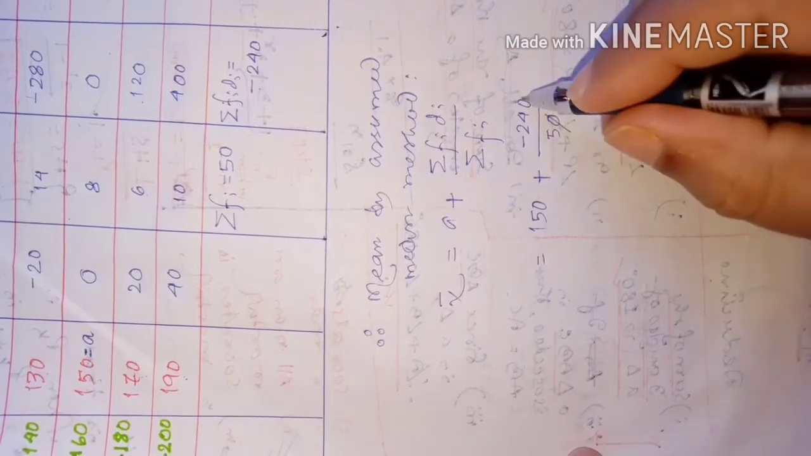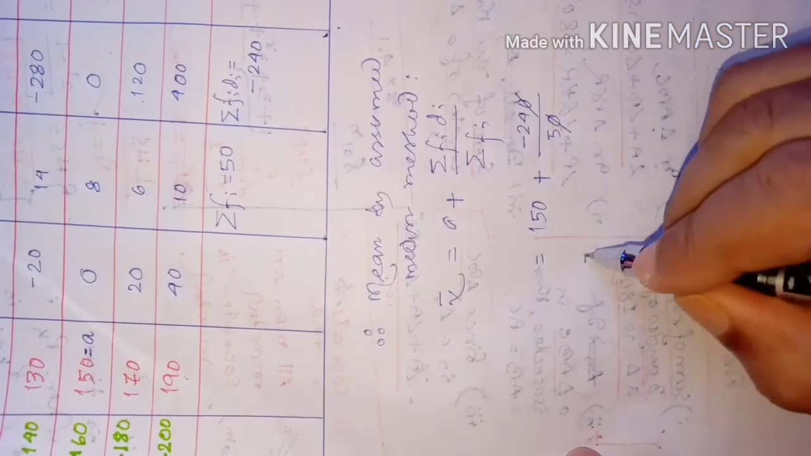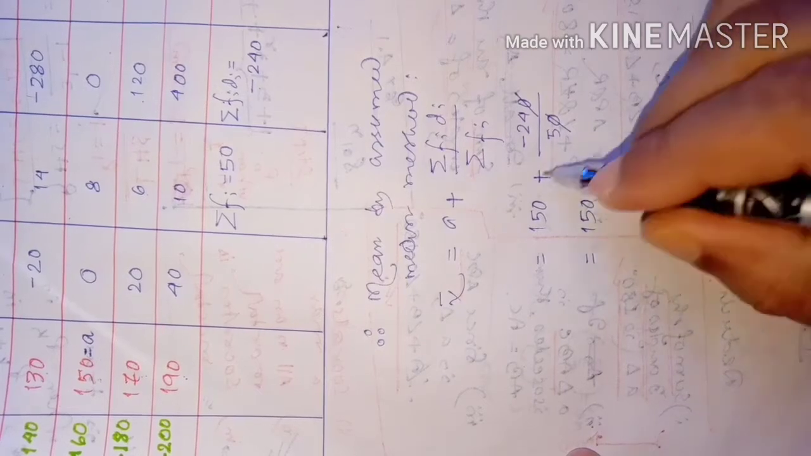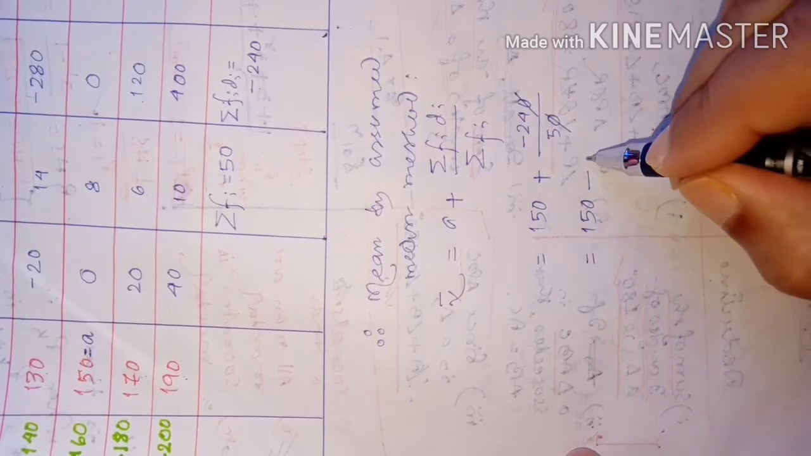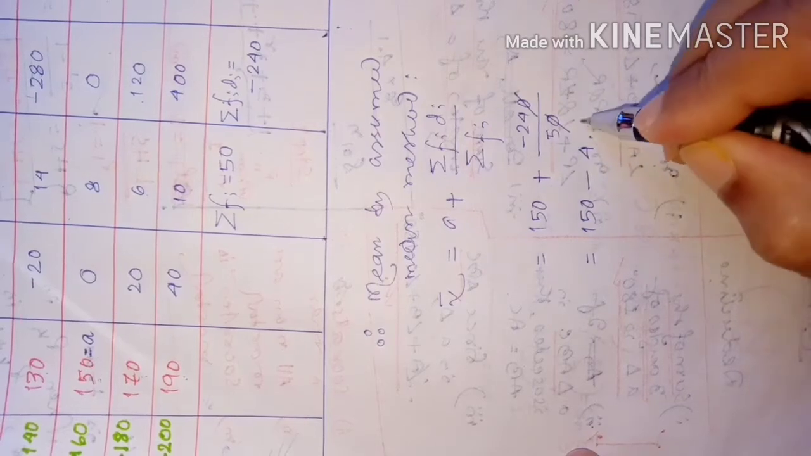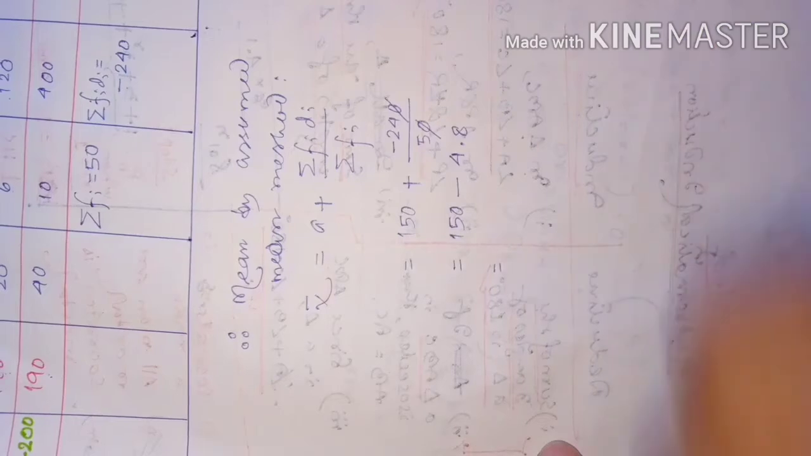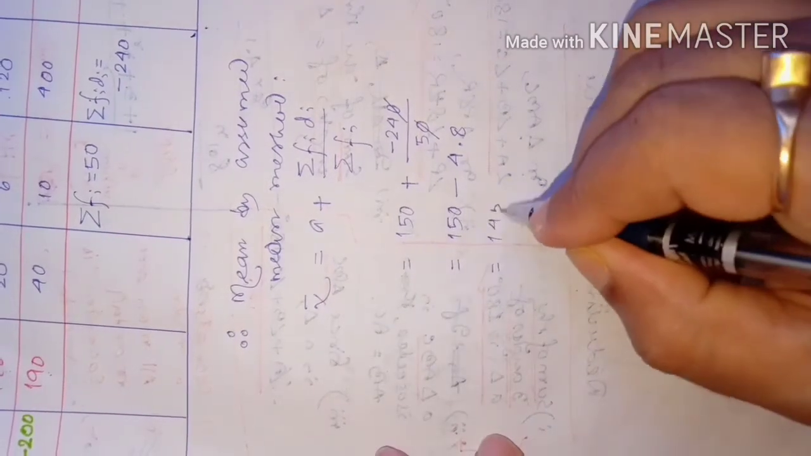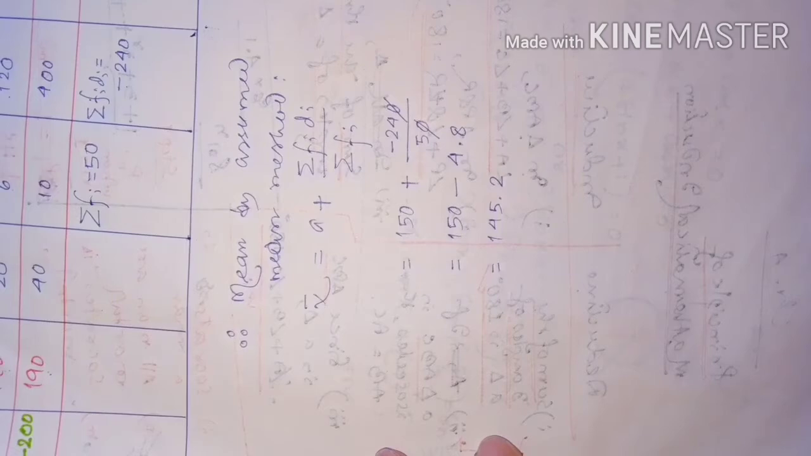The zero gets cancelled. Then it will be 150, then plus minus is minus, 5 4s are 20, no? 0.5 is 40. So then subtract. So it will be 145.2. This is the mean.